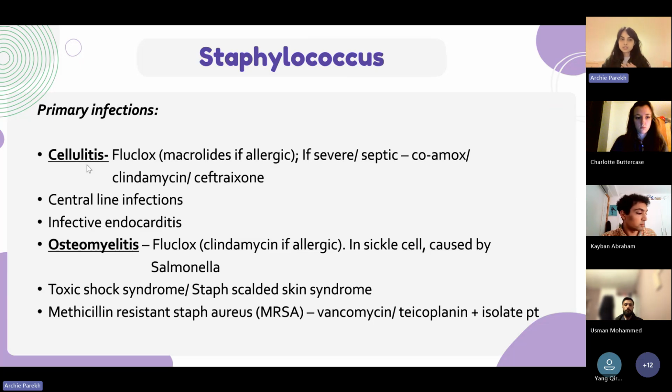So remember, cellulitis and osteomyelitis caused by Staphylococcus, you'd give them flucloxacillin. And remember, if they have sickle cell and present with osteomyelitis, it's Salmonella rather than staph. And impetigo is a form of cellulitis, but it's an important thing to remember with staph.